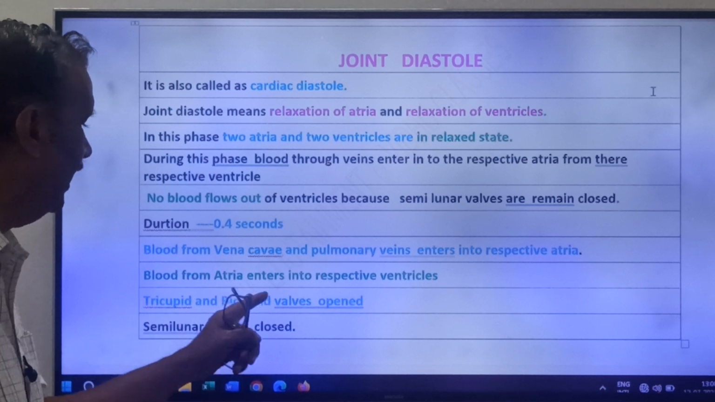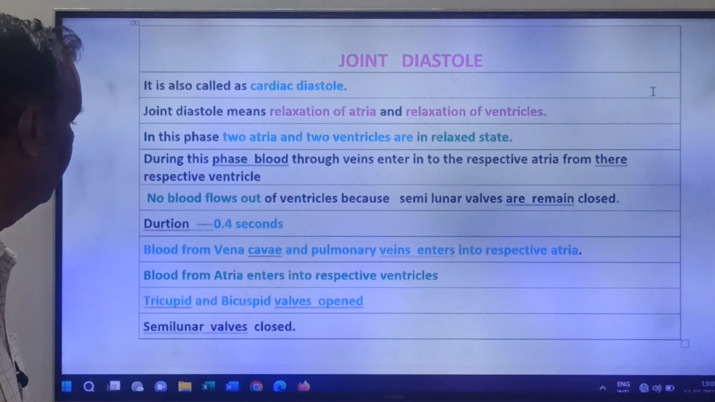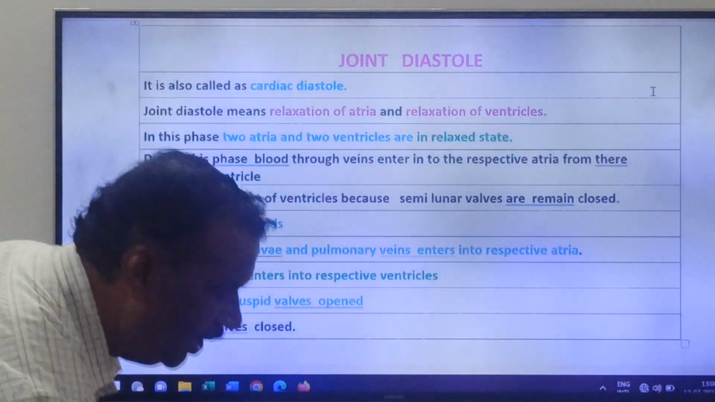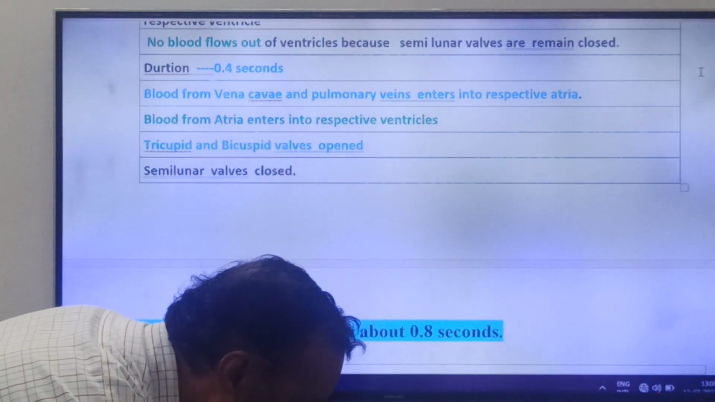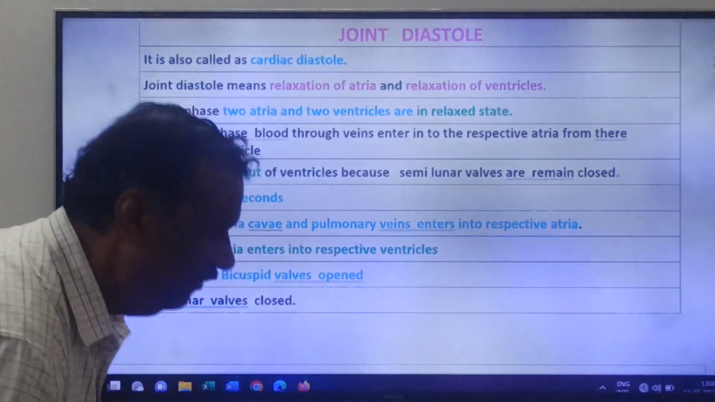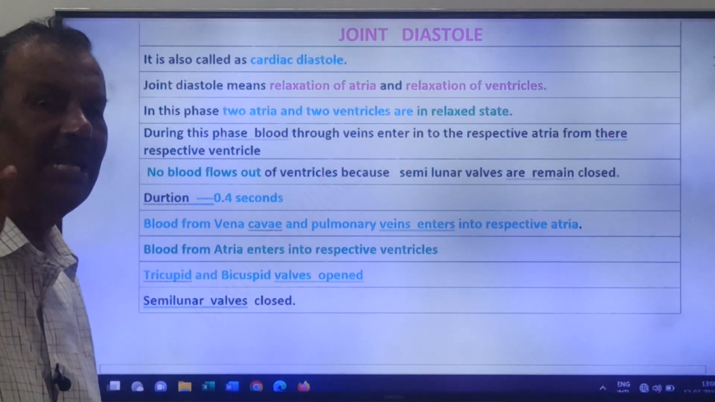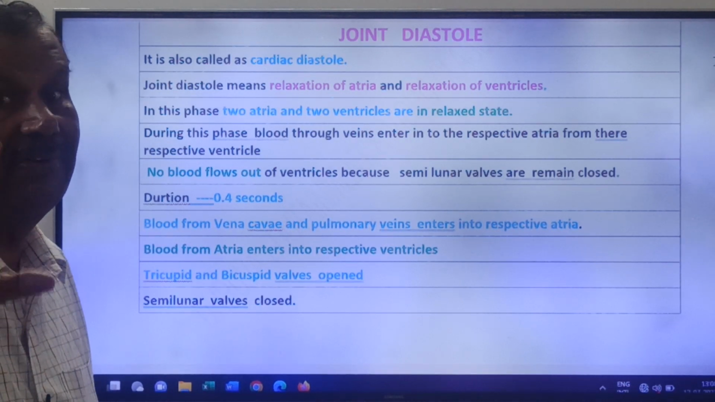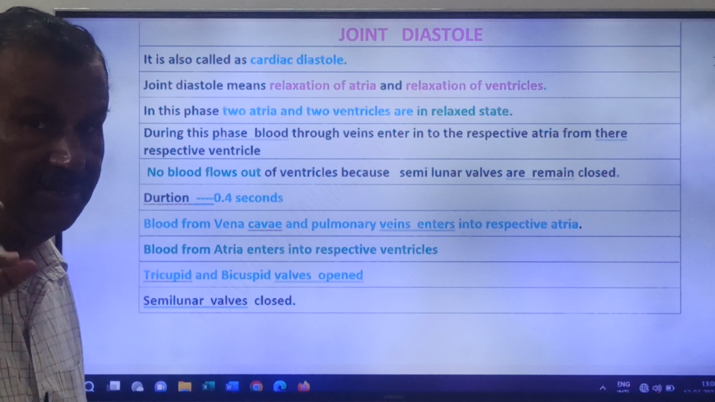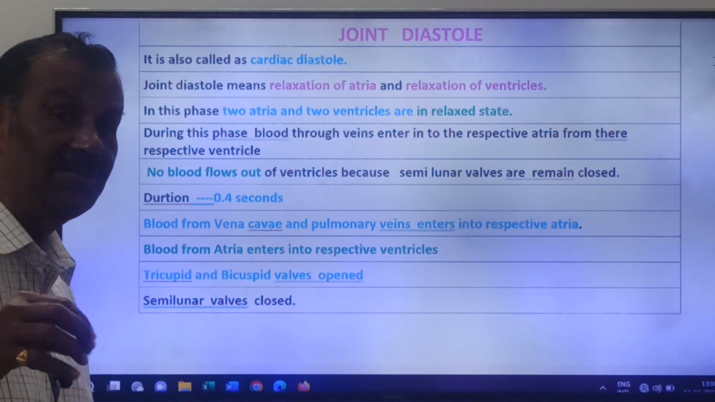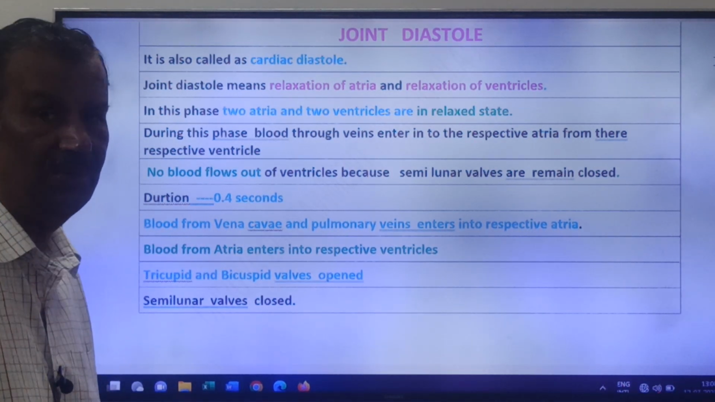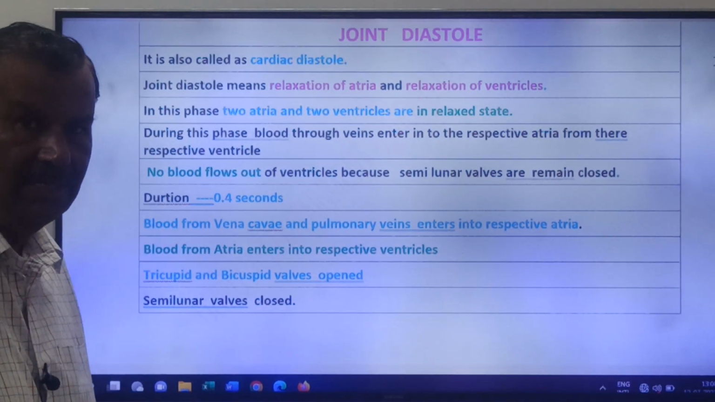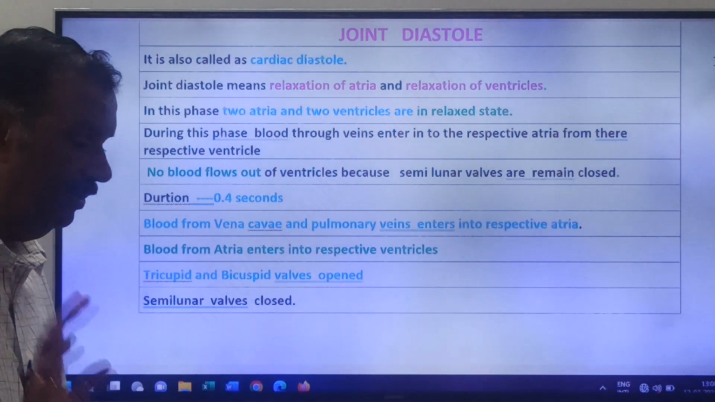Next, blood from the vena cava and pulmonary veins enters into the respective atria. Next, blood from the atria enters into the respective ventricles. Tricuspid and bicuspid valves are opened. Semilunar valves are closed. But very, very important, friends, 30% of the blood enters into the ventricle during atrial systole. Remaining 70% of the blood enters into the ventricle during joint diastole. You have to remember it, friends.